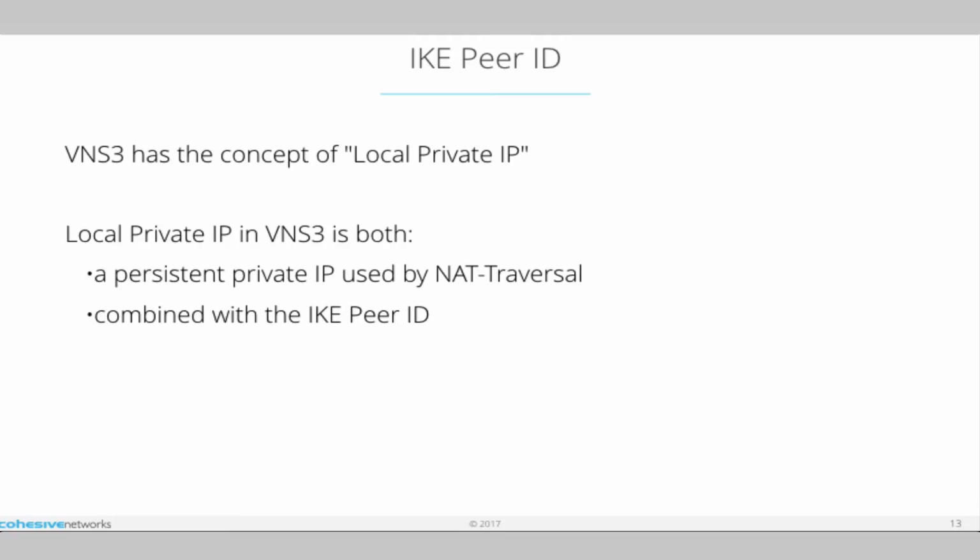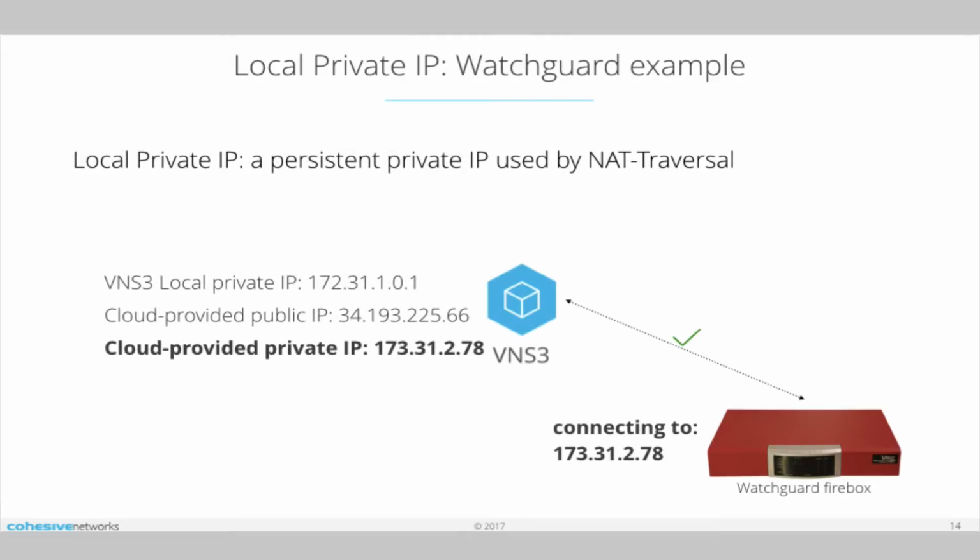We have this concept of local private IP. What this is, this is two things. Local private IP is the private IP used by NAT-Traversal. So some boxes, an example is a WatchGuard Firebox, the WatchGuard Firebox has to know the IP address of the device that it's connecting to, not only the public IP, but the private IP.